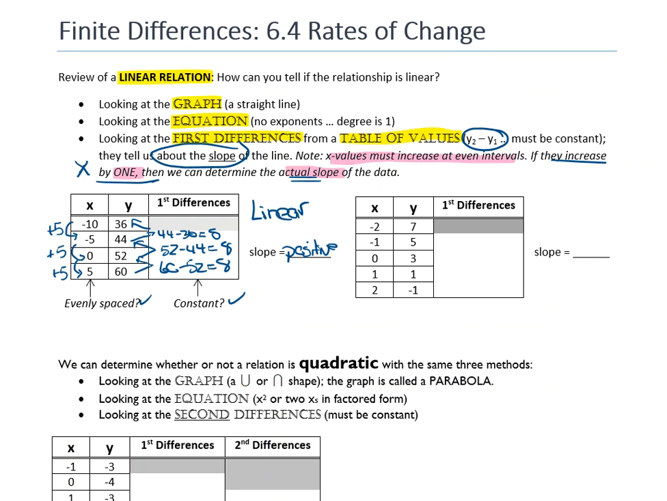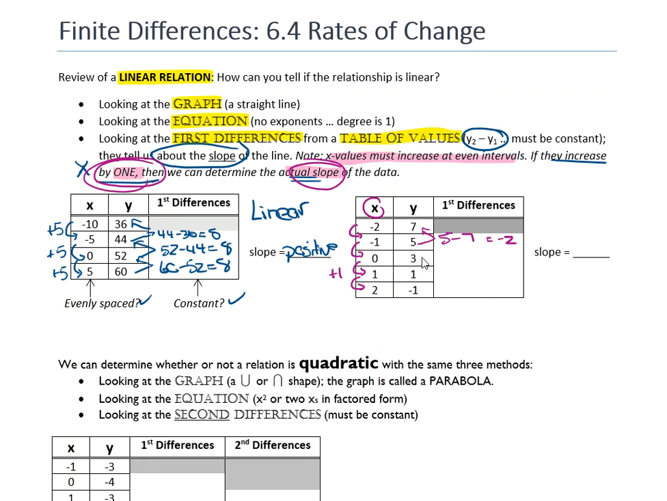Let's do another table. First differences, again. I'm going to take 5 and subtract the one above it. 5 subtract 7. That's a negative 2. Now I forgot to start with my x values here. Looking at the x values, they're all evenly spaced, and these ones are all increasing by 1. So each time we're adding 1, that means we're actually going to be able to find out the slope here when we're done.